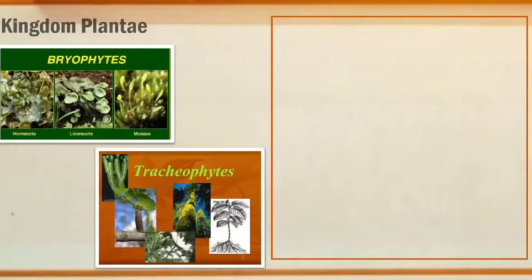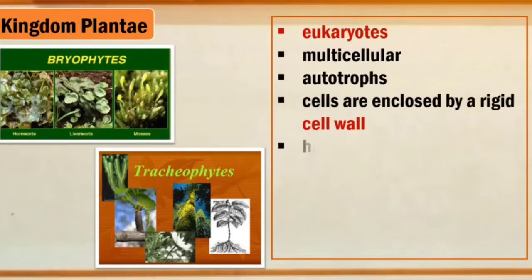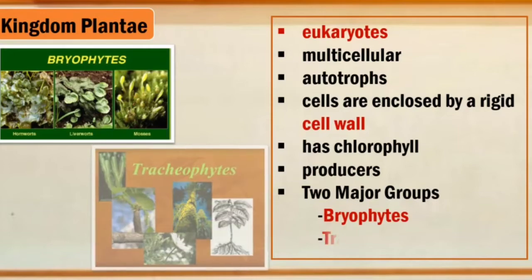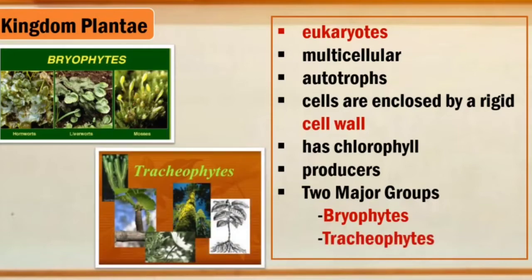We also have kingdom Plantae, which includes all plants around us. They are also eukaryotic, multicellular, and autotrophic. Their cells are enclosed in a rigid cell wall and they contain chlorophyll, the green pigment in plants which allows them to perform photosynthesis. This kingdom is divided into two major groups, the bryophytes, or the plants which do not have the vascular tissues such as phloem and xylem, and the tracheophytes, which contain the vascular tissues.